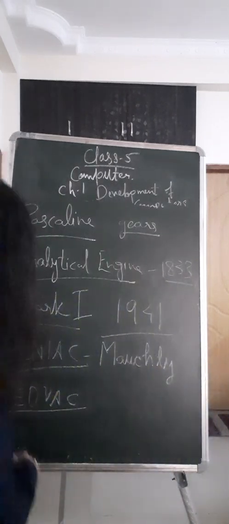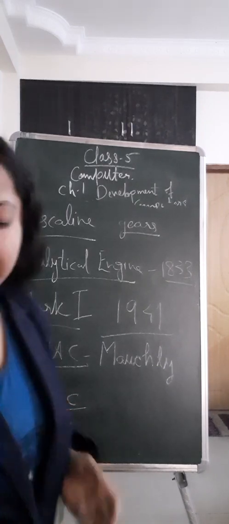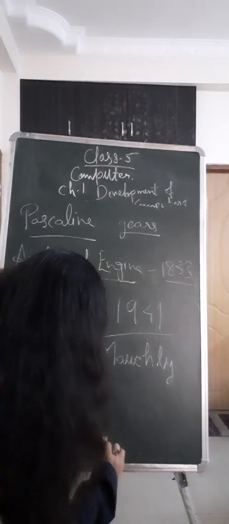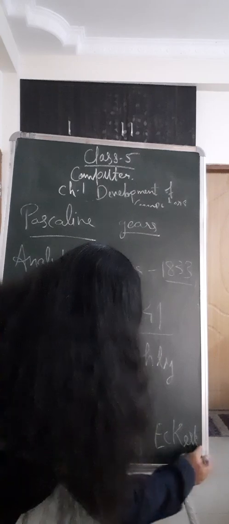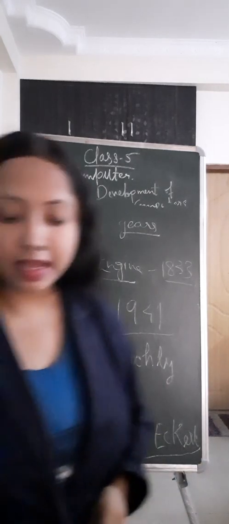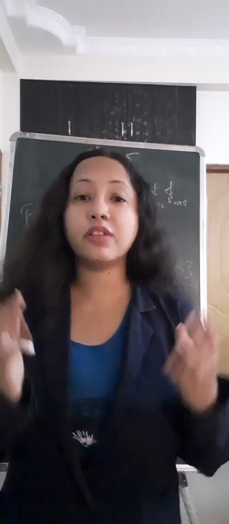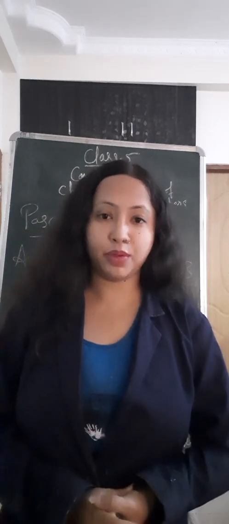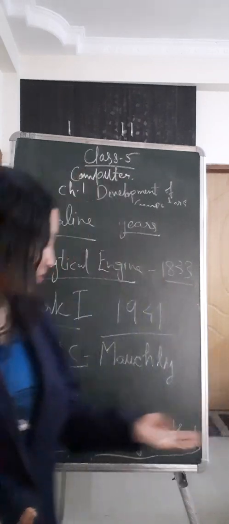Then we have the next machine, which is UNIVAC. Children, this was again developed by Mauchly and Eckert. This machine was faster than the previous computers, and it was also the very first commercially successful computer, children. So you saw, children, how the computer got developed from the abacus to this modern machine.